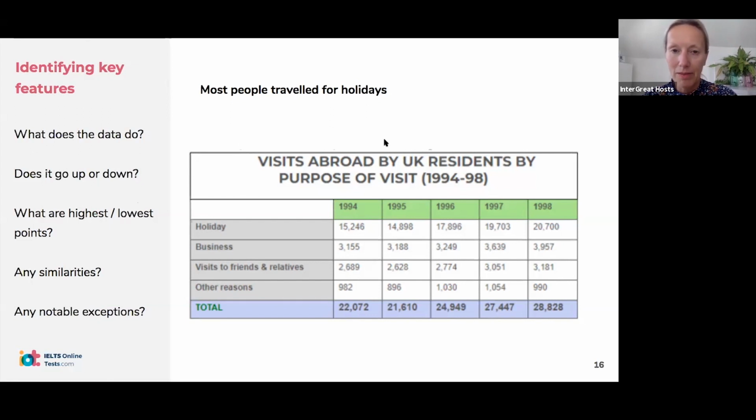Total in 1995. Okay, let's have a look. So the number of visits abroad increased over the period. Okay, that's another point to notice.